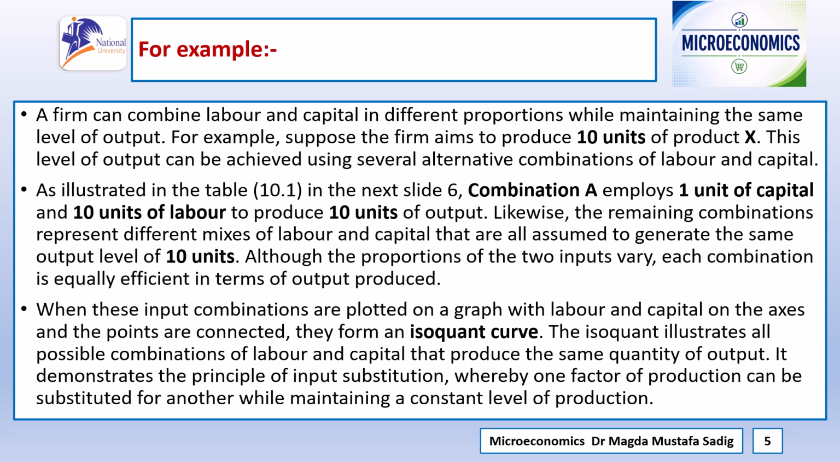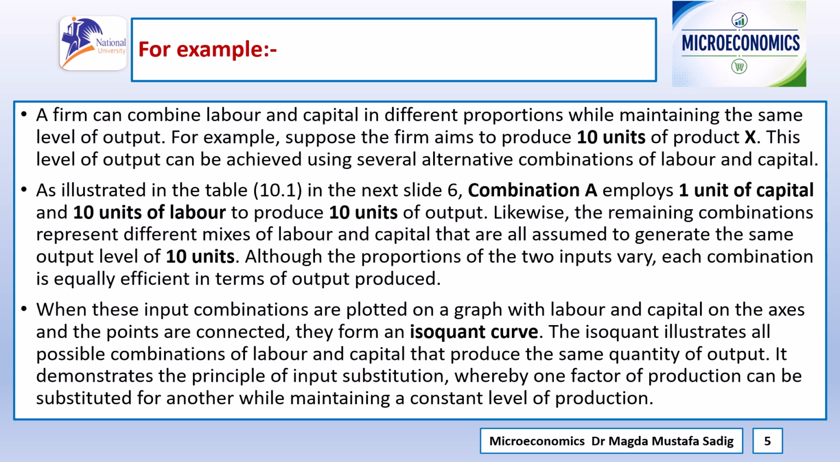Now let us look at an example. Suppose a company wants to produce 20 units of output. There are several combinations of labor and capital that can achieve this target. For example, combination A uses 2 units of capital and 12 units of labor. Combination B uses 4 units of capital and 8 units of labor. Combination C uses 6 units of capital and 5 units of labor. Combination D uses 9 units of capital and only 3 units of labor.